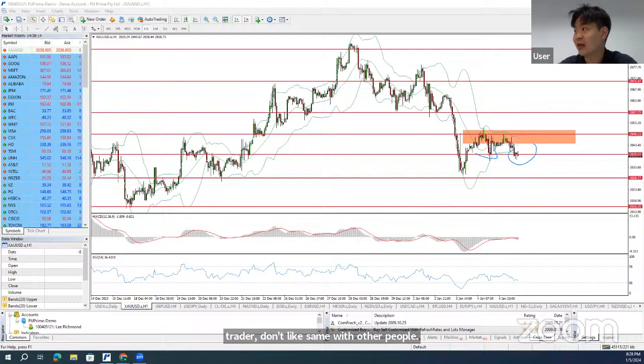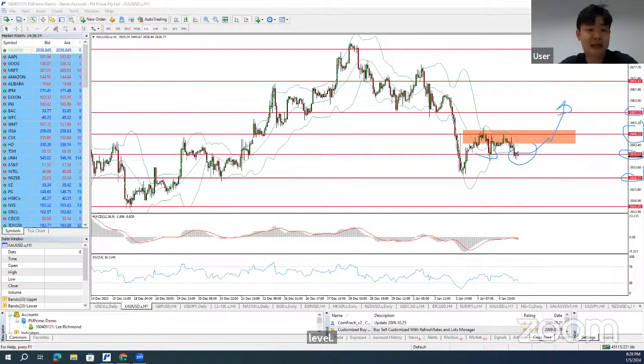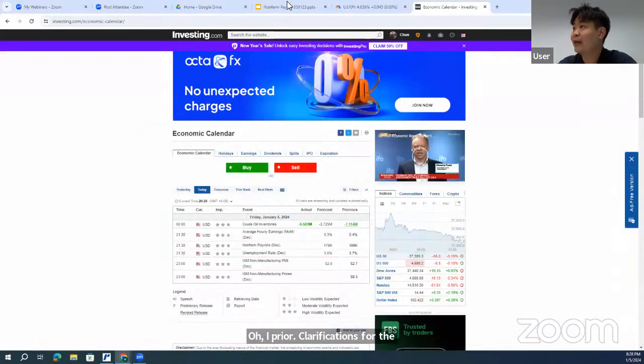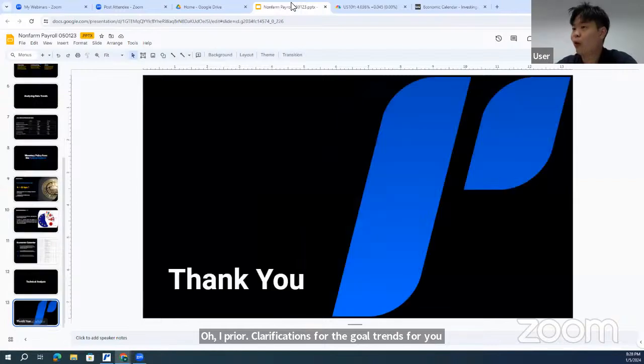Okay. So short term, 2040 is a strong support level. The next support level is 2030. For long term traders, short term 2050, and the next level should be 2060. Hope I provided clear clarification of the gold trends for you guys. Now, I think this is everything for today.